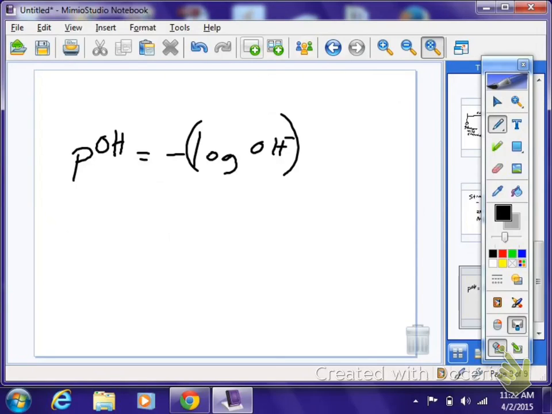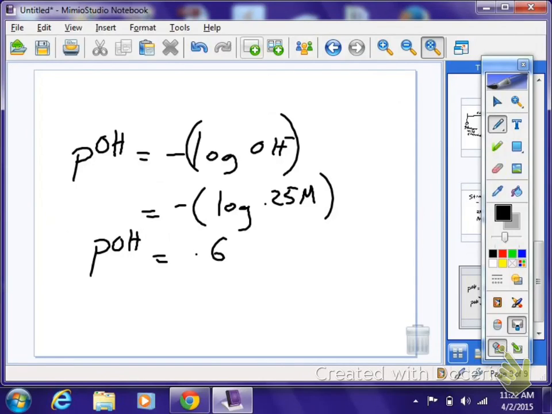So we go ahead, we do the same thing, minus the log of 0.25 molarity. And we get an answer out that is what? 0.6. 0.6 is a POH. Okay, any questions with that? Pretty easy.